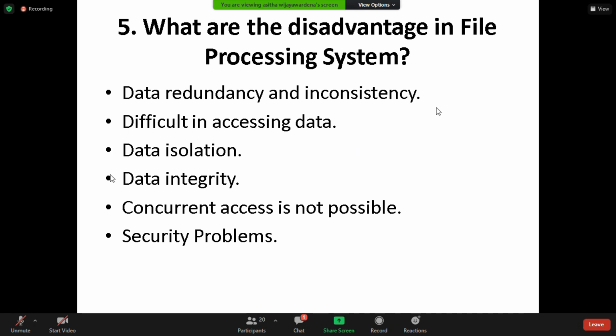And the other thing is, as you discussed, data integrity. Normally we call them integrity constraints in databases. Those cannot be enforced using file processing systems. The other thing is concurrent access is not possible. Right? I think you can do again a small example.